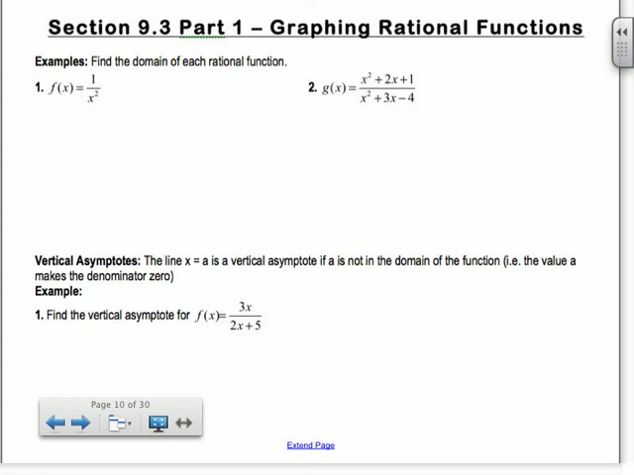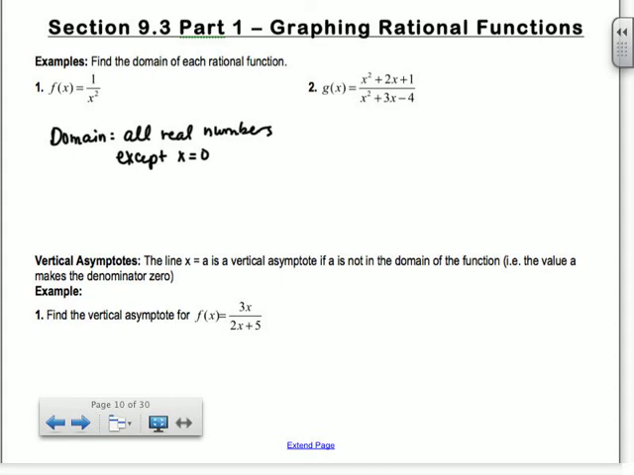All right, so find the domain of each rational function. Remember, domain is all the x values that you can possibly have. So what is the one x value that you cannot have in number 1? 0. So that means that the domain, you can just say all real numbers except 0. X equals 0.